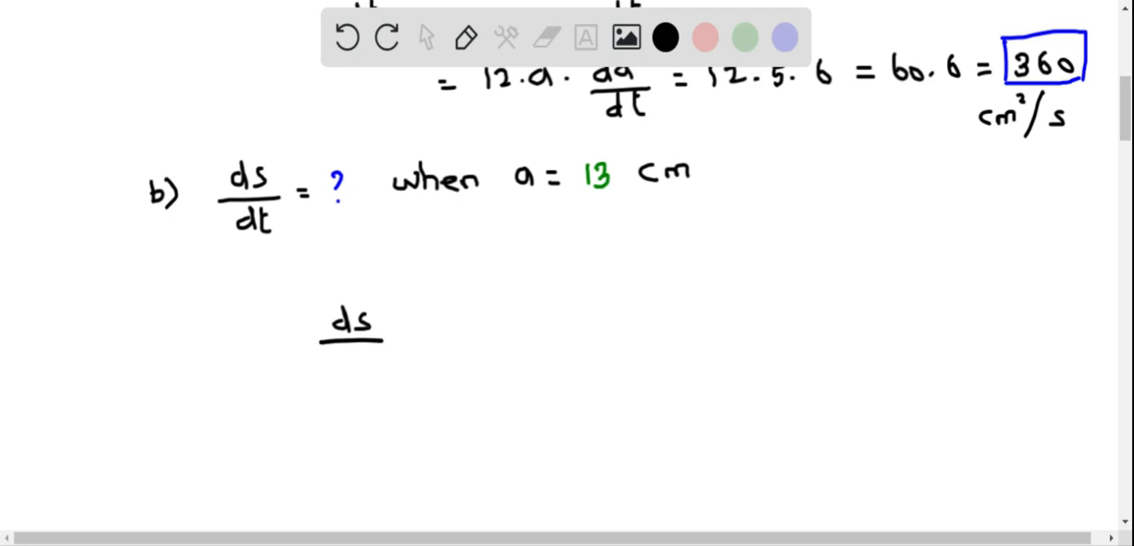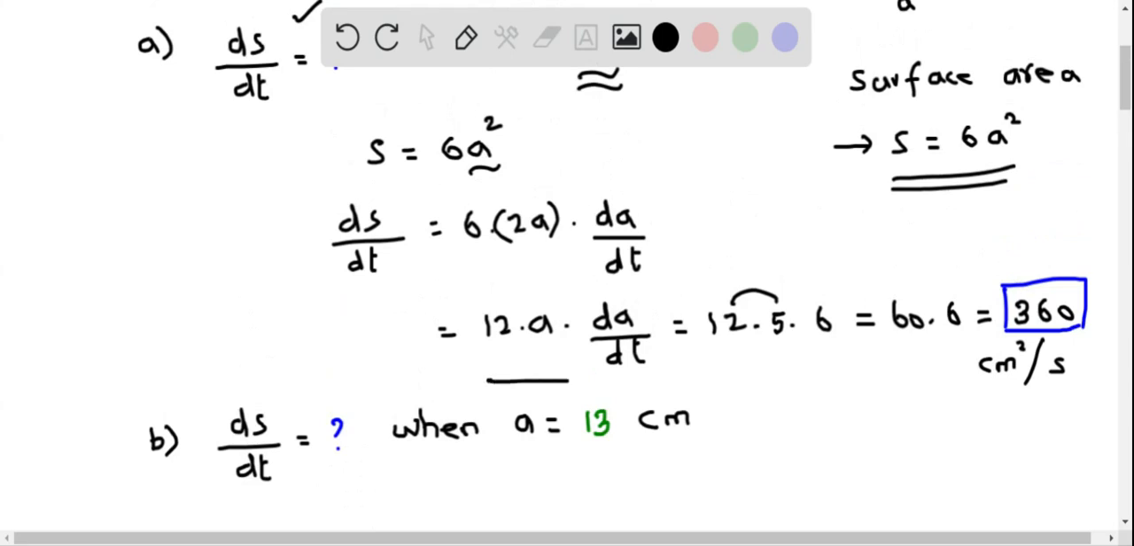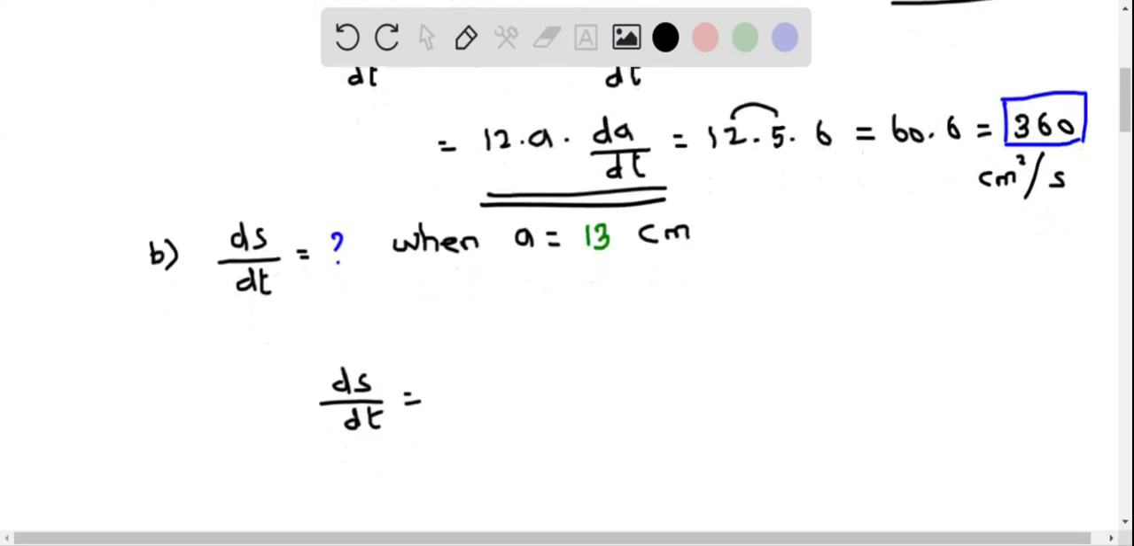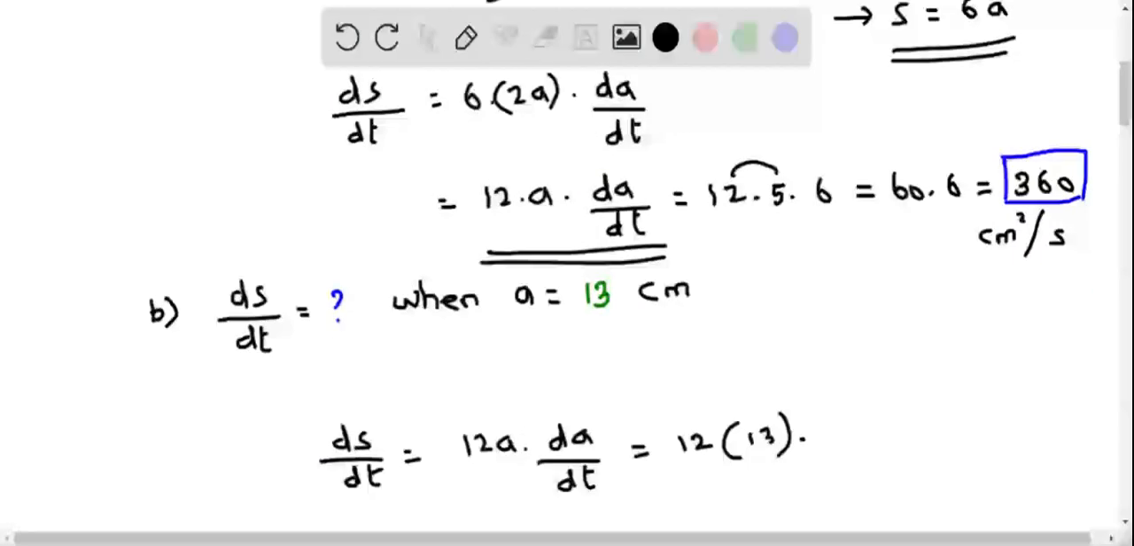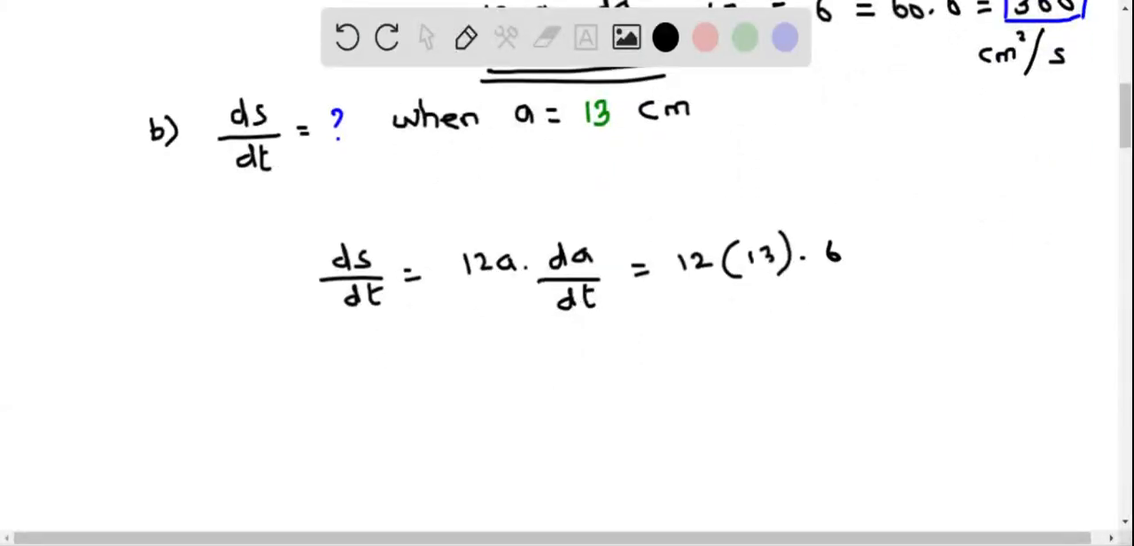So dS over dt, and we can utilize the expression which we obtained in part A. So this is the one. Let's utilize that, which is 12a dA over dt. And so we will substitute the value of a. Now it is 13 times dA over dt, which is 6. So let's replace 6. And so when we multiply this, we get 936 centimeters square per second. So this is the rate of change of surface area of the cube when the edge is 13 centimeter.